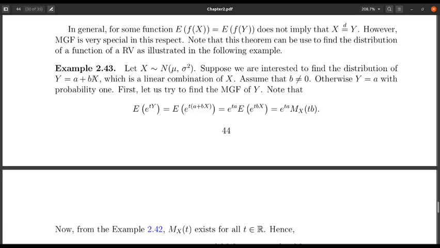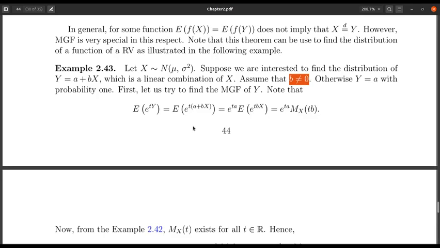Because if I take b equals 0, then y turns out to be a constant, so this is a trivial case. That one I am not considering. We are taking b not equal to 0 and we proceed.